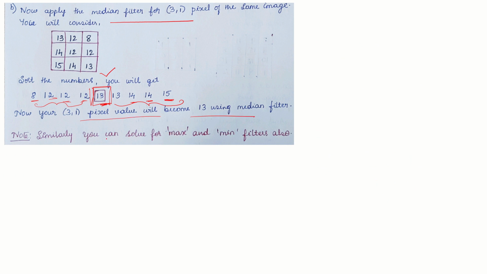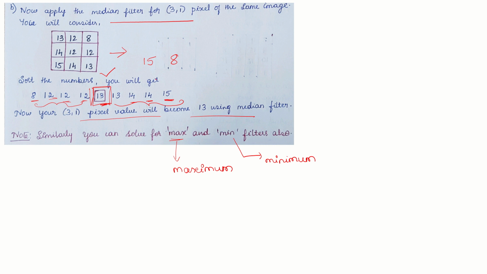Now there is one note on how to solve for max and min filters. What is this max? If you see max, you are going to consider the maximum value. What is this min? You are going to consider the minimum value. Suppose you are considering this particular structure. What is the maximum value here? It is 15. What is the minimum value? 8. That's it.